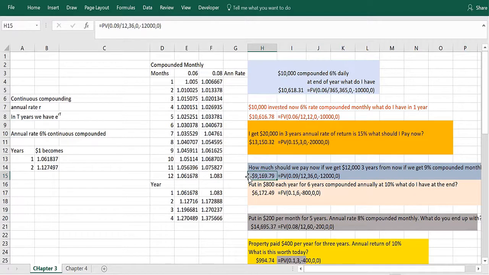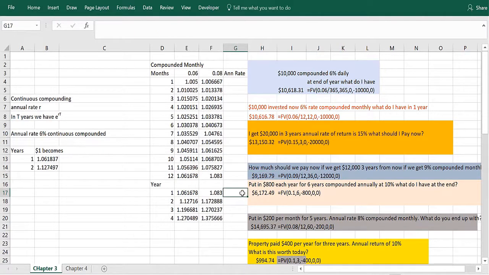How much should we pay now? We get $12,000 3 years from now, and we're getting 9% compounded monthly interest. Well, it's monthly, so we take the 9% annual divided by 12. There's 36 periods, and basically we're getting 12,000 3 years from now. So again, we put the minus 12,000 there, and so that's equivalent to $9169.79 today.